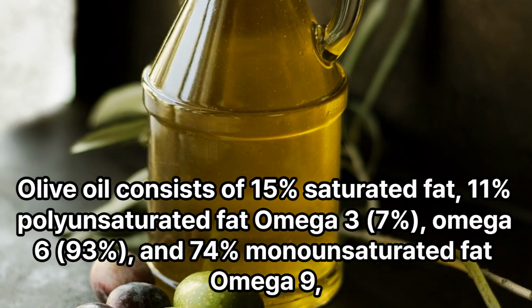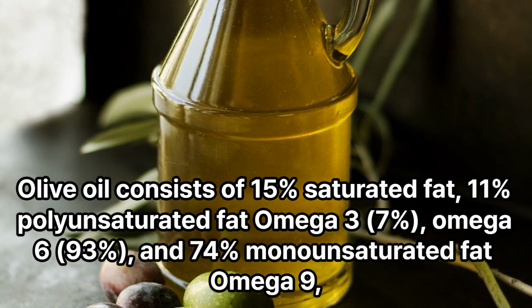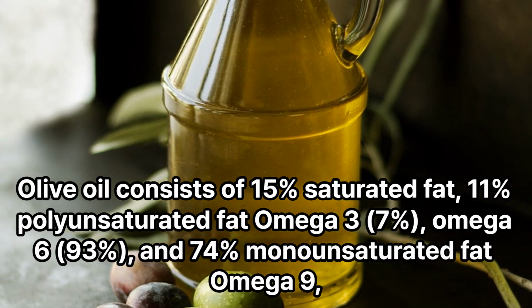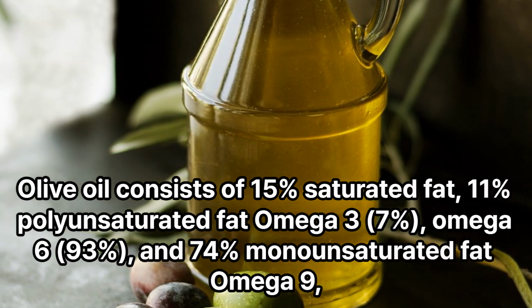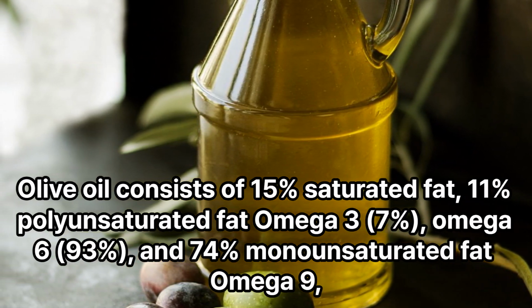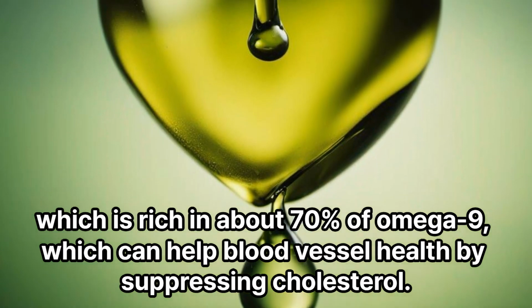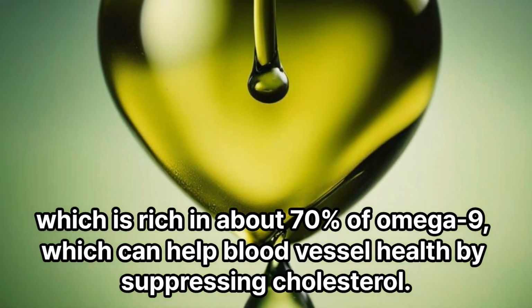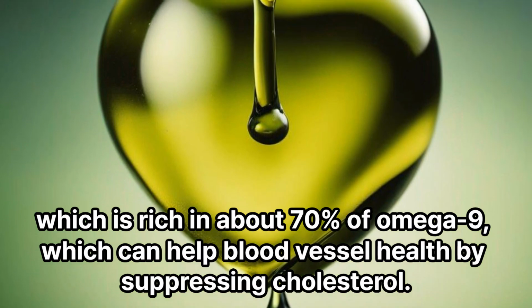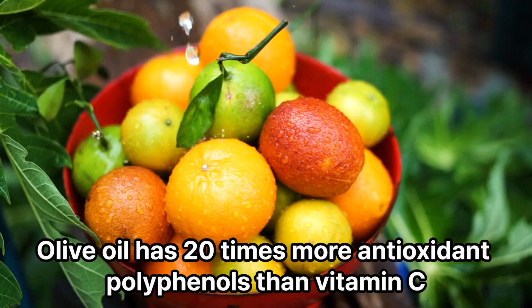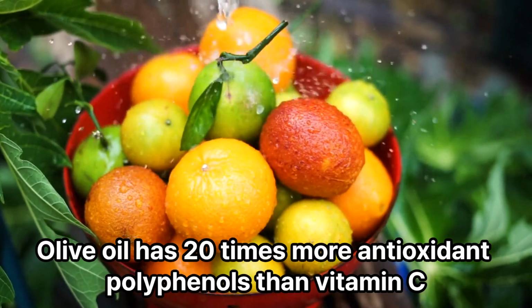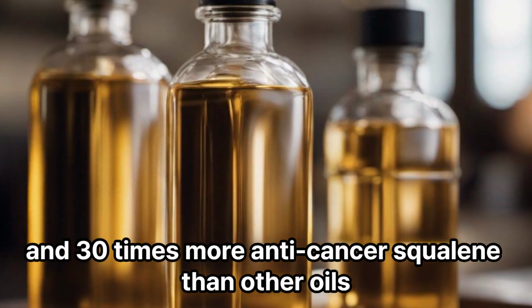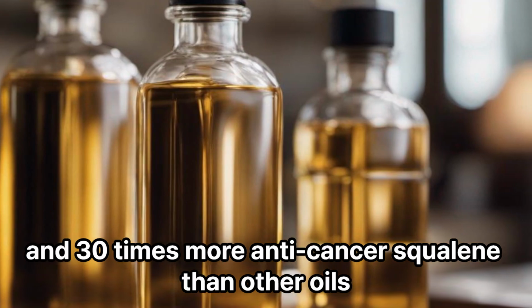Olive oil consists of 15% saturated fat, 11% polyunsaturated fat omega-3 and omega-6, and 74% monounsaturated fat omega-9, which is rich in about 70% of omega-9, which can help blood vessel health by suppressing cholesterol. Olive oil has 20 times more antioxidant polyphenols than vitamin C, and 30 times more anti-cancer squalene than other oils.